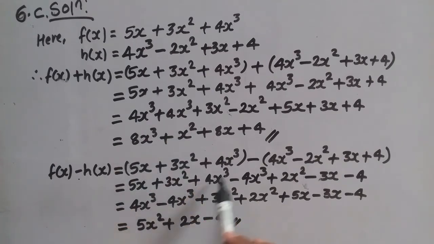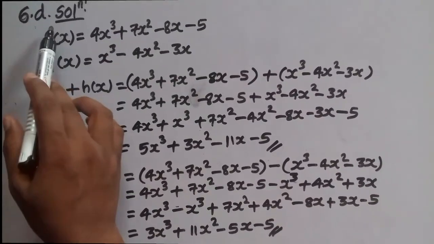This 4x cube, then this minus 4x cube, then this plus 3x square, then this plus 2x square, then plus 5x minus 3x, then minus 4, then this 4x cube minus 4x cube is 0, so we do not need to write here. This 3x square plus 2x square is 5x square, plus 5x minus 3x is plus 2x and minus 4.